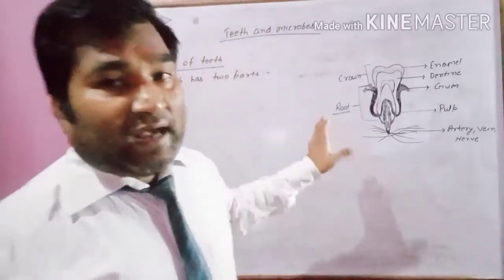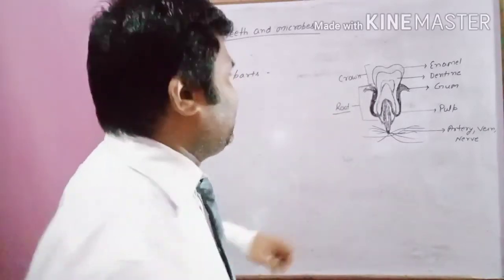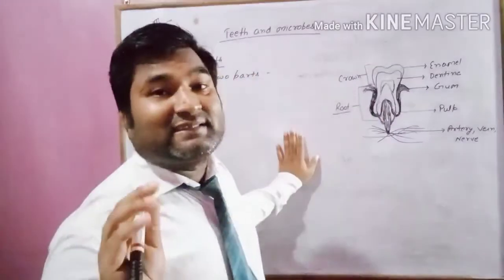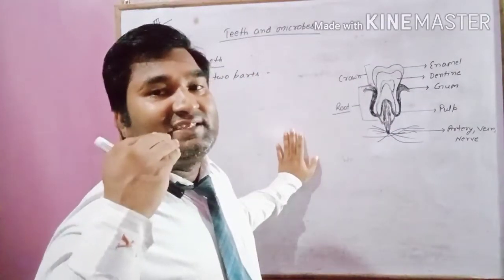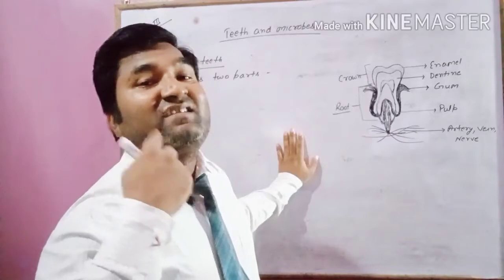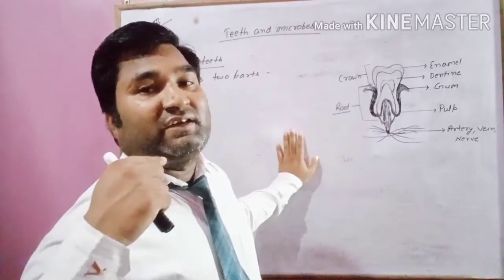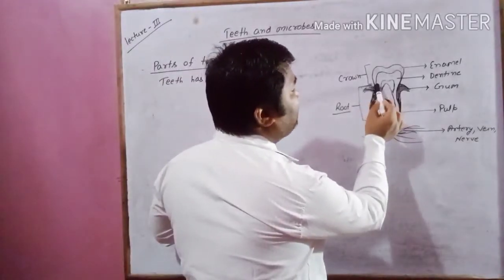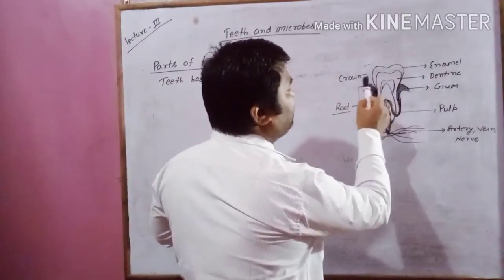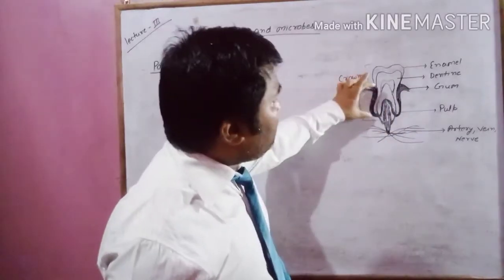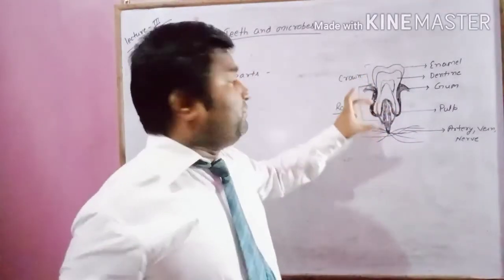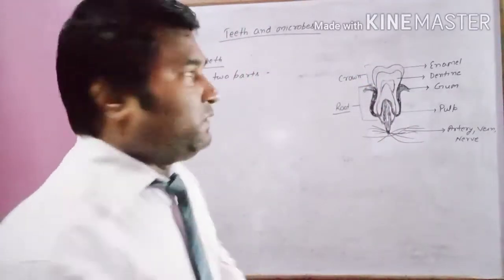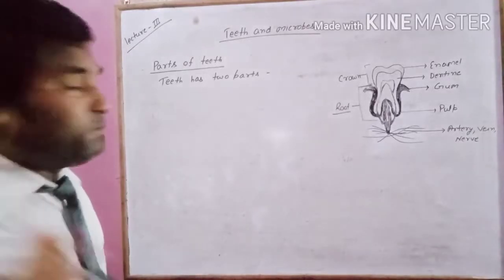See here, I have drawn this diagram. This black color is actually the gum; when we look in a mirror, the pink colored structure just below the teeth is called gum. The part of the teeth which is above the gum, this portion, is called crown, and the part of the teeth which we cannot see, which is inside the gum, is called root. So teeth mainly have two parts.